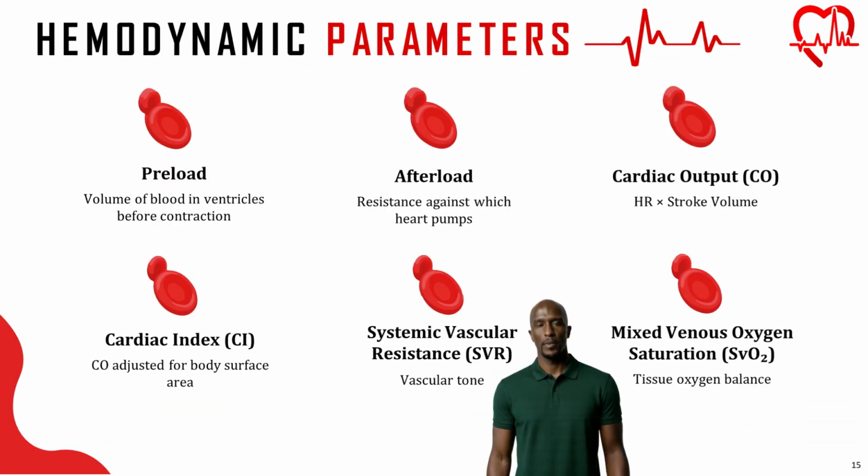Preload refers to the blood volume in ventricles before contraction, influencing cardiac efficiency. Afterload is the resistance the heart must overcome to eject blood. Cardiac output, calculated as heart rate times stroke volume, and cardiac index, adjusted for body surface area, are crucial for assessing heart function. Systemic vascular resistance indicates vascular tone, while mixed venous oxygen saturation reflects tissue oxygen balance.